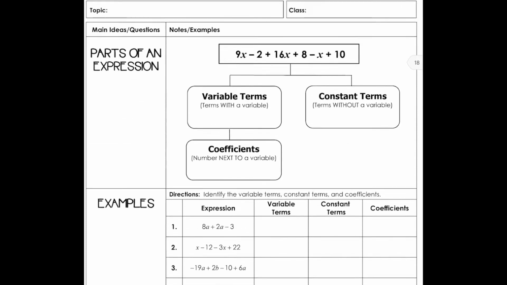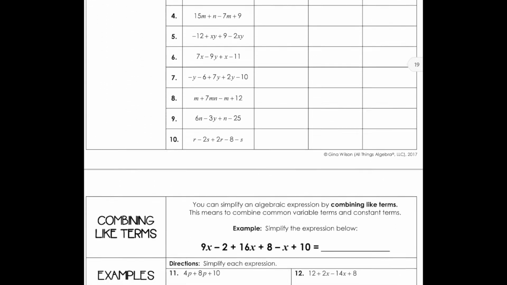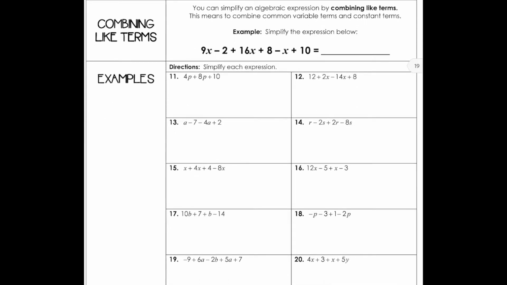Yesterday, we learned about the parts of an expression. We learned about the terms, which are what's separated by plus signs and minus signs. We've talked about the variable terms and the constant terms. Well, today, we're going to go a step farther, and we're going to talk about combining like terms. So if you're writing on your own sheet of paper, you should have already written down the SWABOT for today. Students will be able to simplify expressions by combining like terms.